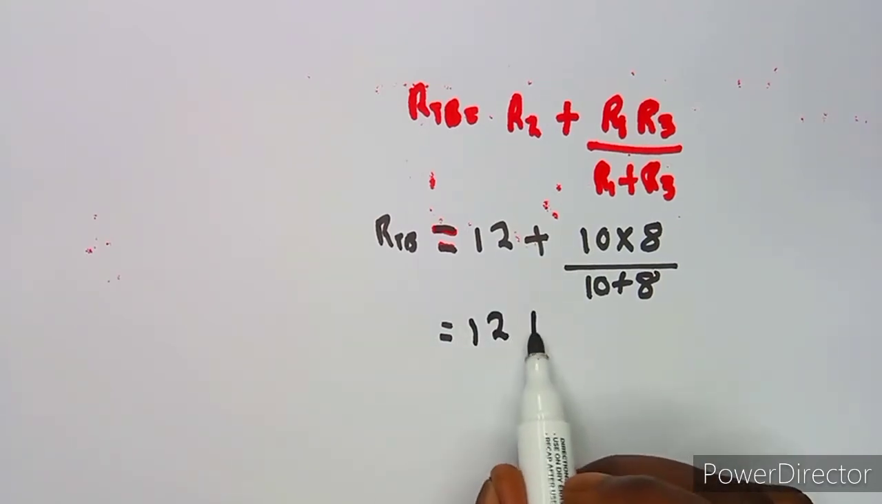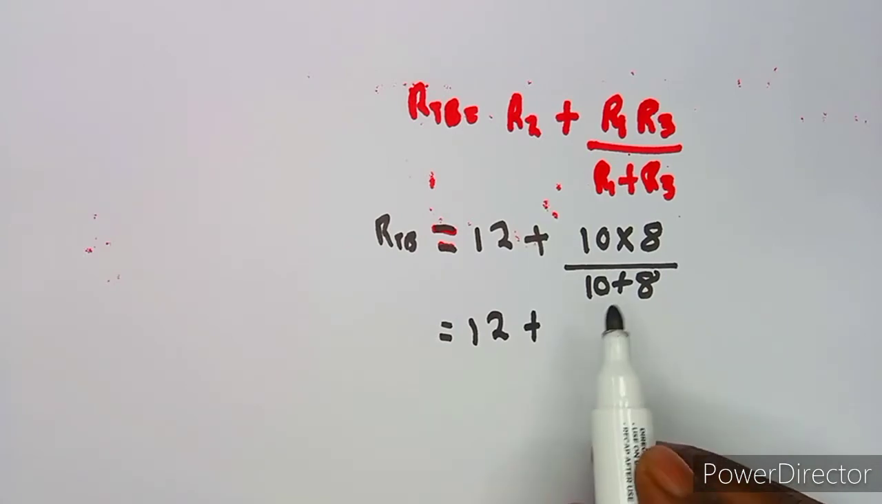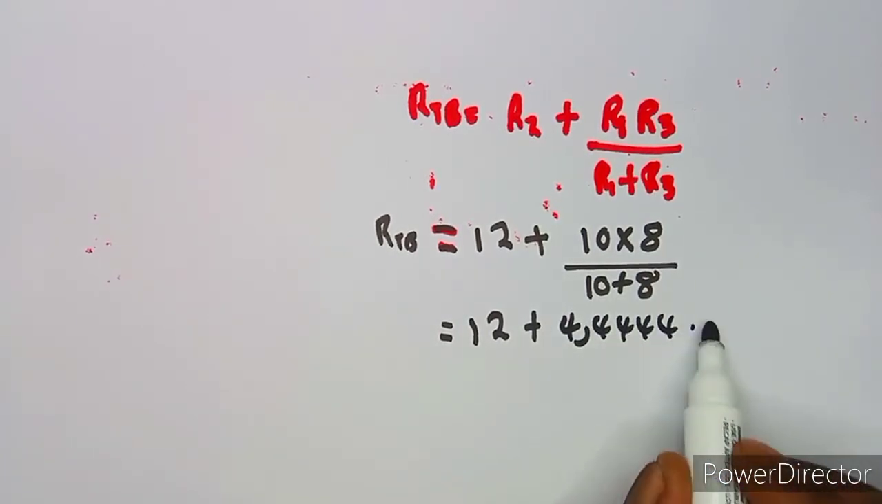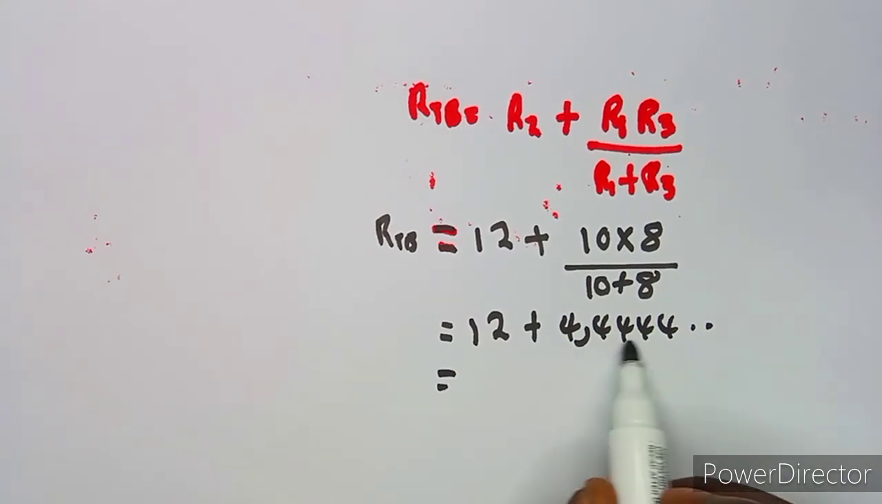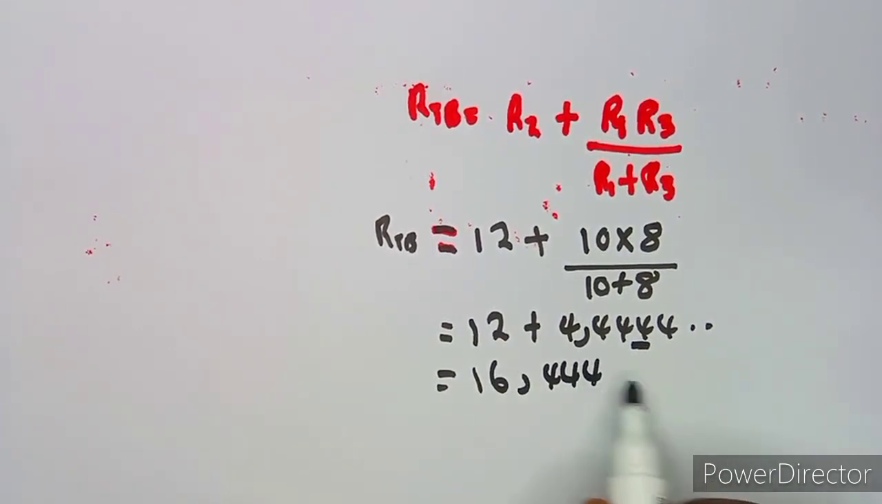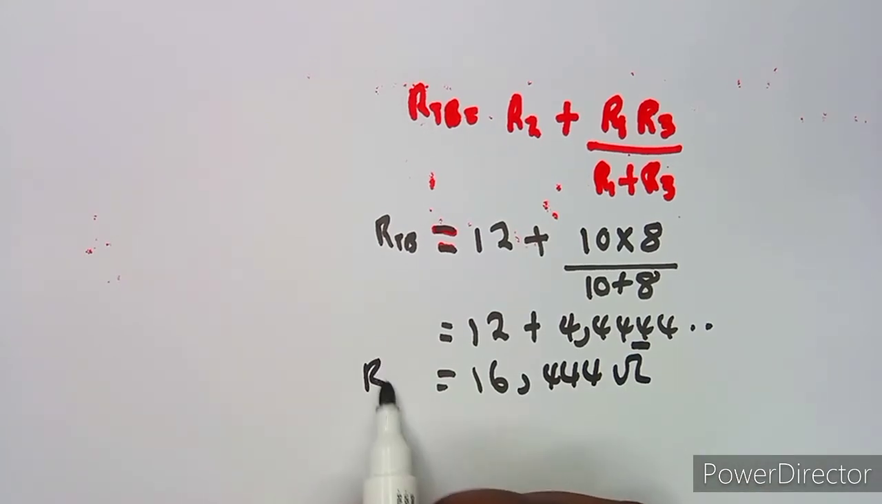So this is going to give us 12 plus 4.444444 and so on. So you just round off to 3 decimal places, which is 4.444. And if you add, you're going to obtain 16.444 ohms like this. All right, this is our RTB, which is the total resistance of the circuit.